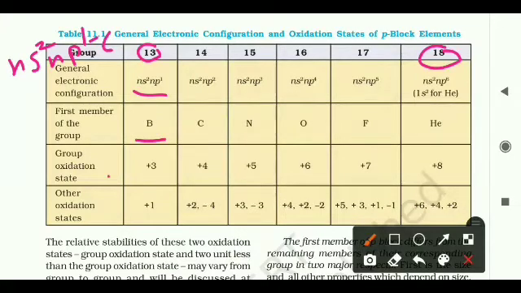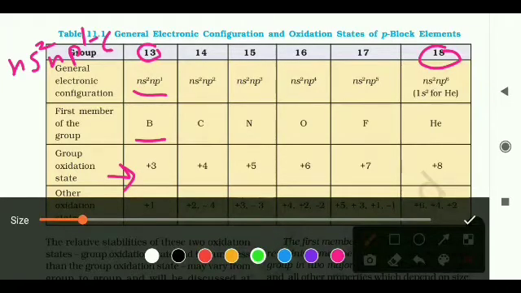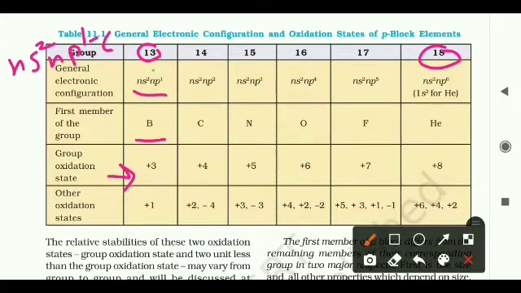And the group oxidation state of group 13 elements. Group oxidation state means the combined form of the oxidation state, or the valency oxidation state of group 13. So combined electrons present in the s orbital as well as the p orbital. Electrons present in s is 2 and electron present in p is 1. So the total number of electrons is 3.